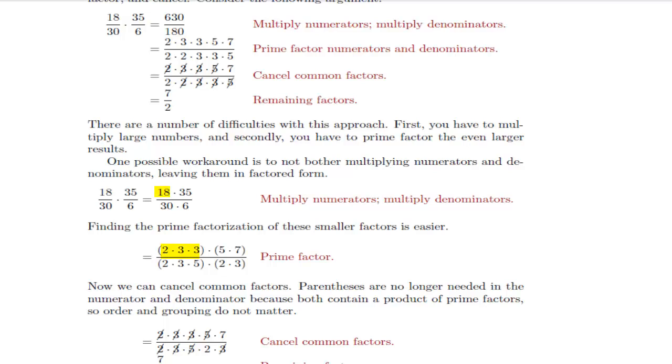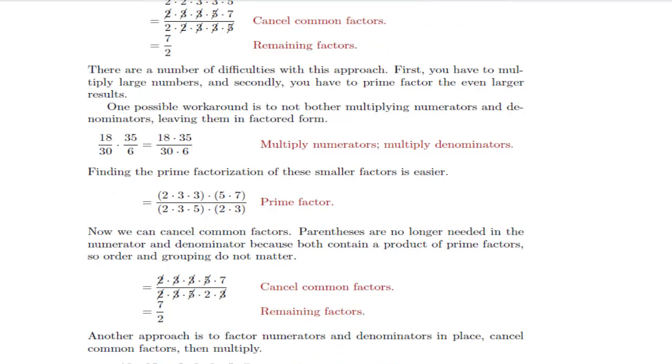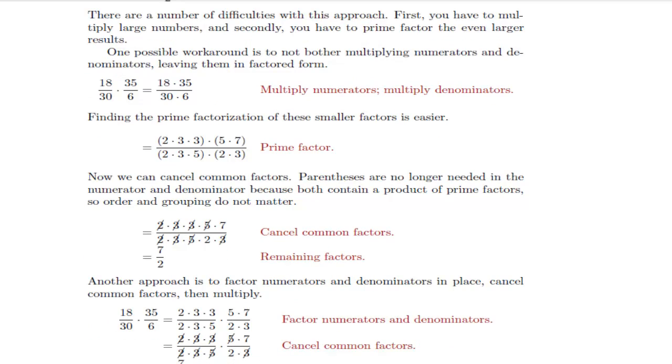The prime factors of 18 are 2 times 3 times 3. The prime factors of 35 are 5 times 7. The prime factors of 30 are 2 times 3 times 5. And the prime factors of 6 are 2 and 3. Parentheses are no longer needed in the numerator and denominator because both contain a product of prime factors, so order and grouping do not matter. Now we'll cancel what's in common, and we're left with 7 in the numerator and 2 in the denominator.